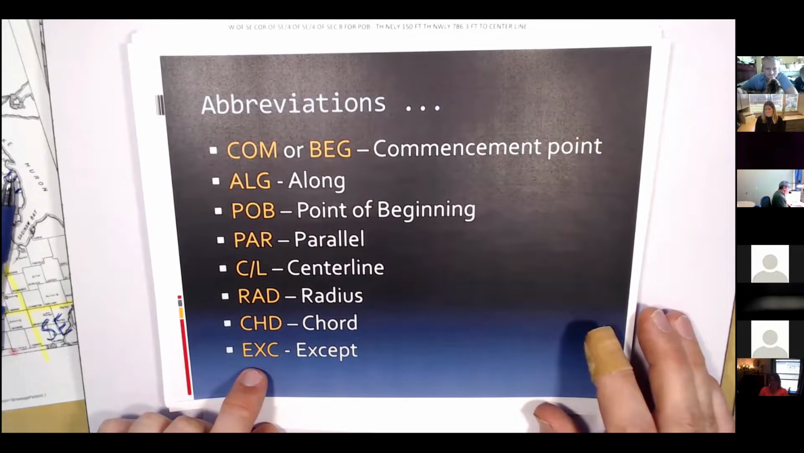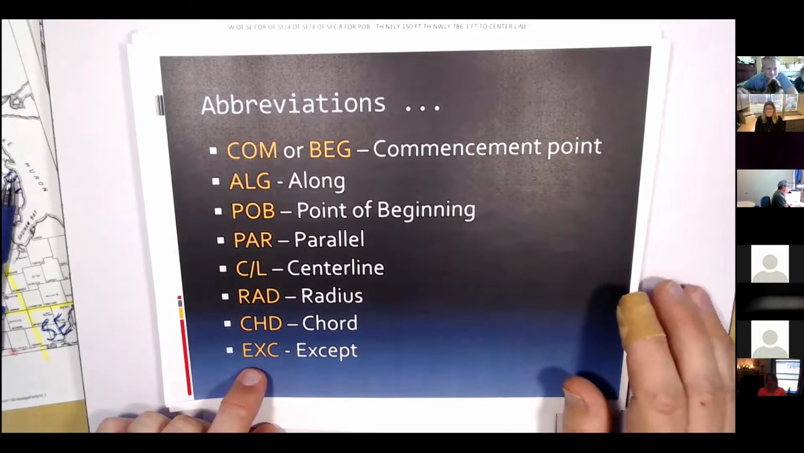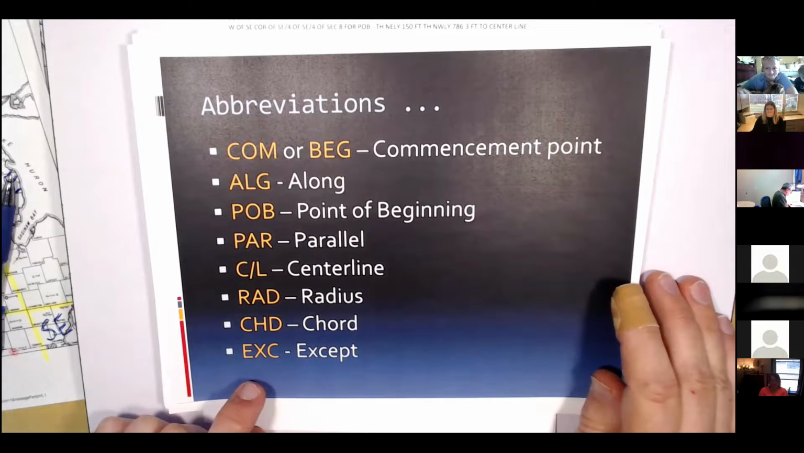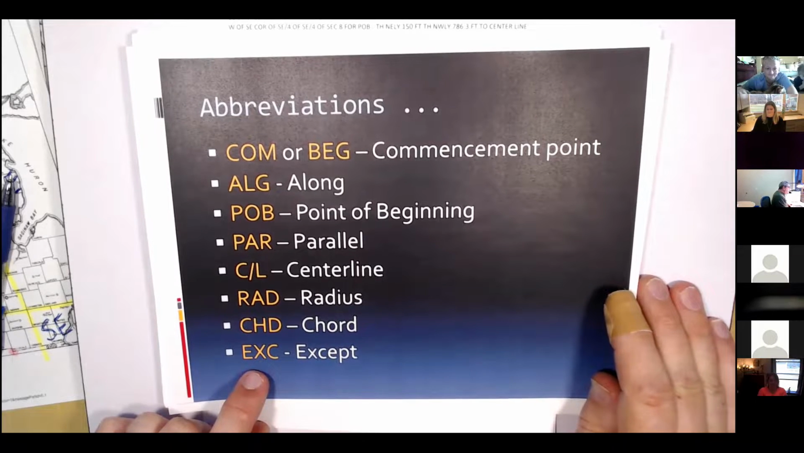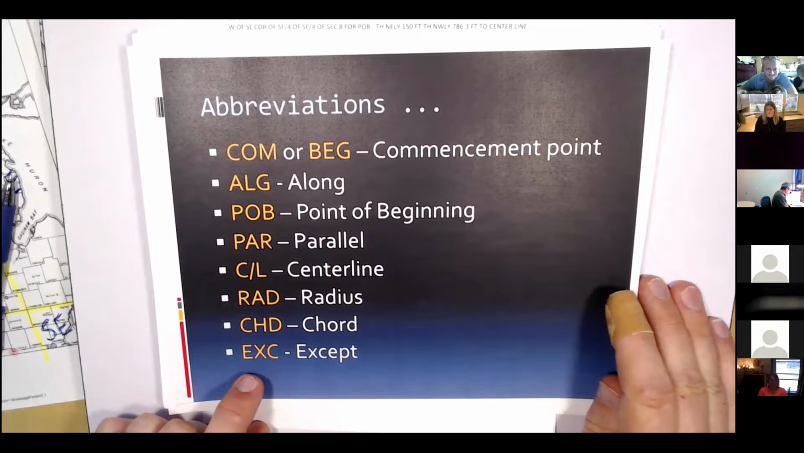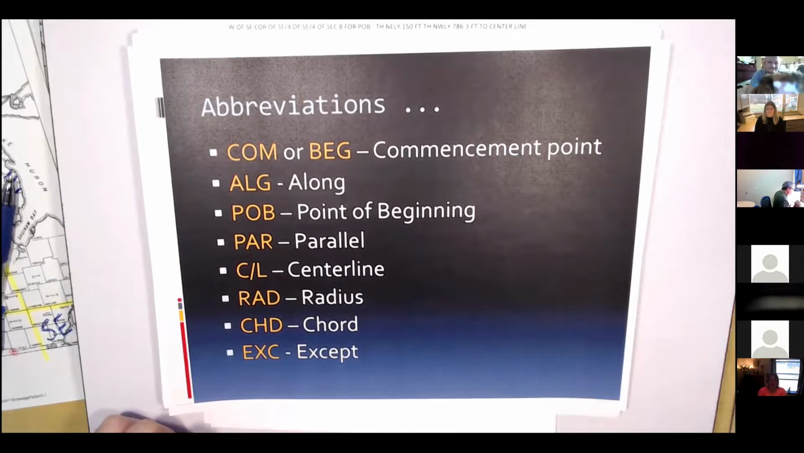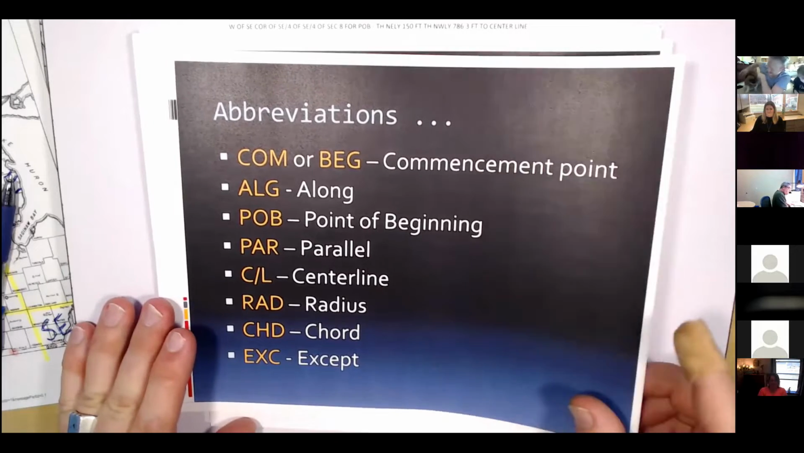Sometimes what our friends in the assessing departments do is they'll have a piece of property and somebody will split it. And rather than creating two new descriptions, they will take the existing description and say, well, it's that piece of property except for this piece that got sold. It's a really kind of a lazy way of doing it, but it's done far too often.